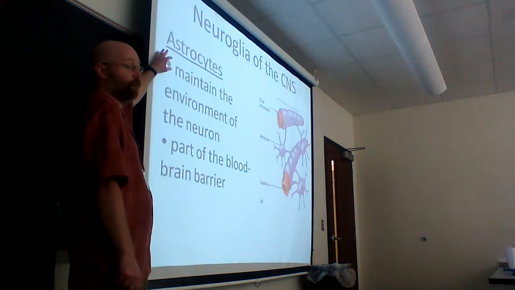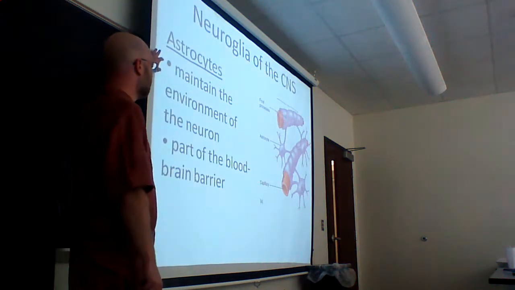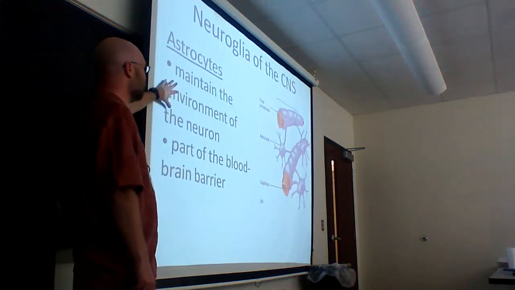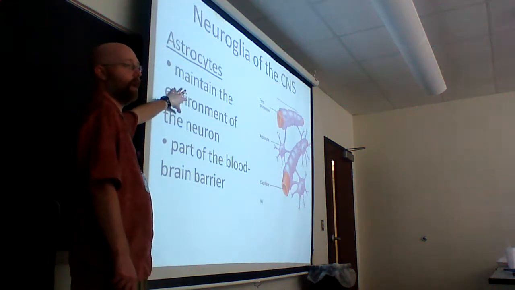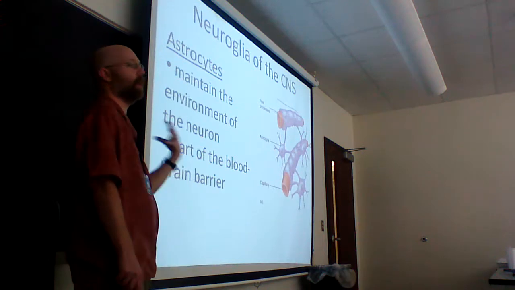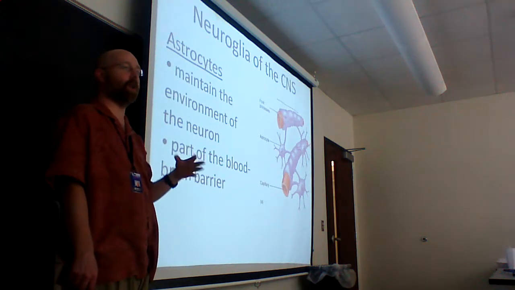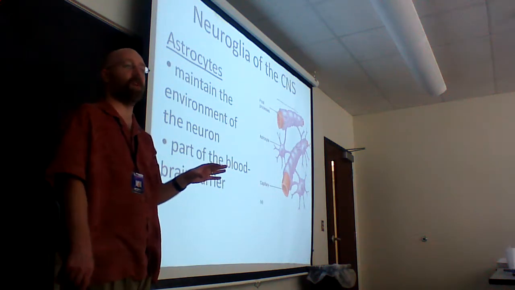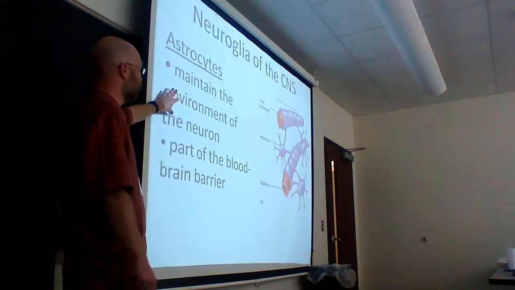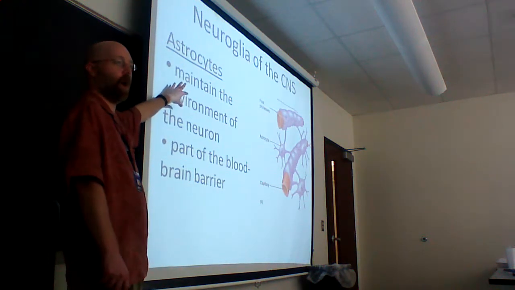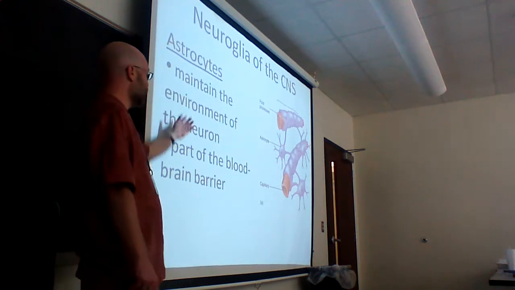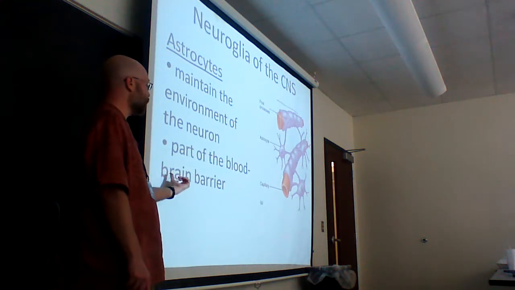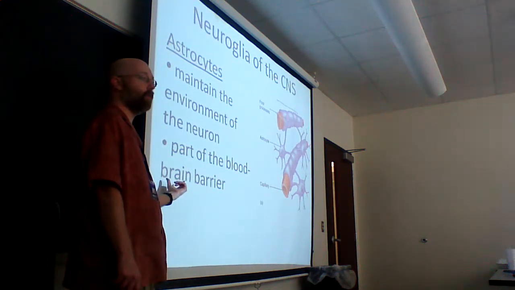Astrocytes. This is central nervous system only. They maintain the environment around the neuron. That's kind of vague. Astrocytes do a lot of the basic functions for a neuron. Make sure their environment is clean and sanitary. Your book doesn't really go into what this means, and so we're not going to worry about it. One thing that is important is this concept of a blood-brain barrier, though.